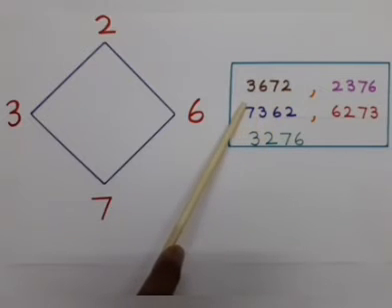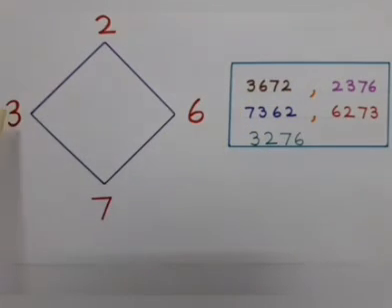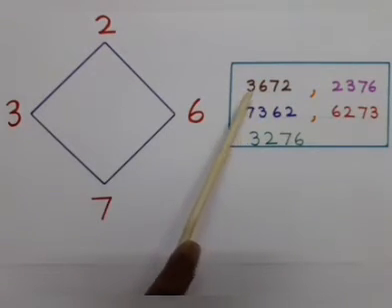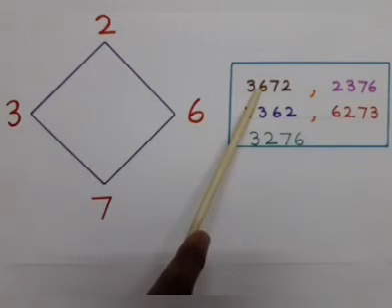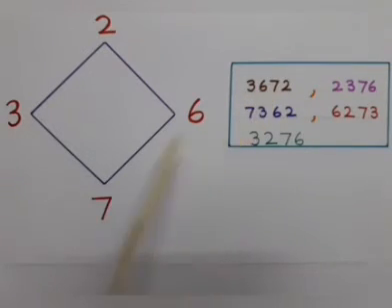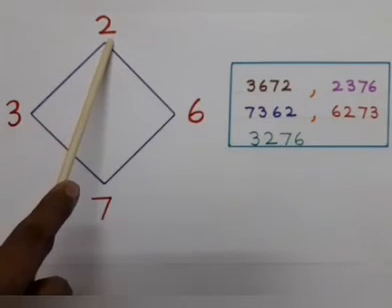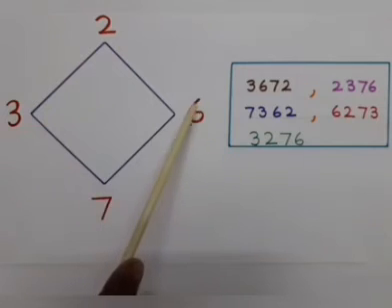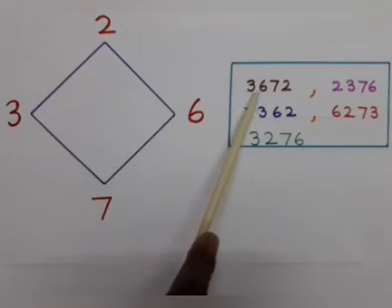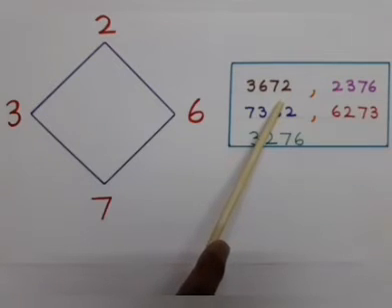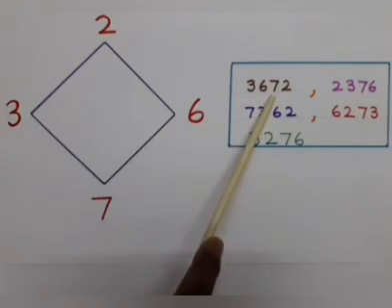3,672. Now children, if you notice, I have used the number 3, which is here, only once. I have used the number 6, which is here, only once. I have written the number 7, which is here, only once. And I have written the number 2, which is here, only once. So I have made use of these 4 numbers and I wrote a 4-digit number. But I did not repeat the number again. They are all different numbers. Okay, so this is our first 4-digit number.